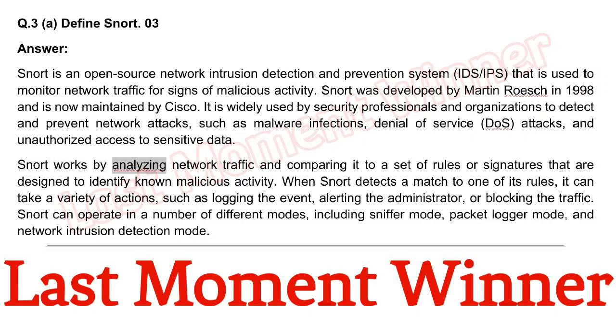SNORT works by analyzing network traffic and comparing it to a set of rules or signatures that are designed to identify known malicious activity. When SNORT detects a match to one of its rules, it can take a variety of actions, such as logging the event, alerting the administrator, or blocking the traffic. SNORT can operate in a number of different modes, including sniffer mode, packet logger mode, and network intrusion detection mode.